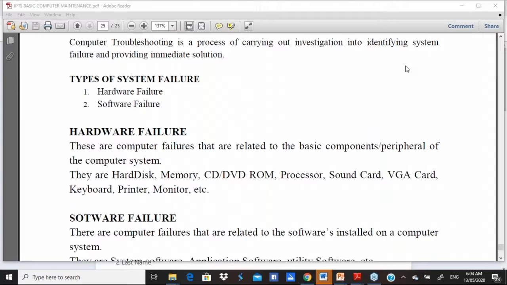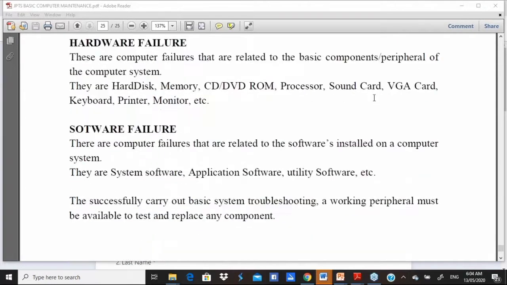that is when we have a hardware related failure. When the hard disk is supposed to respond, is supposed to load the software, or when the memory does not allow the system to boot, or the VGA card does not allow you to be able to see the screen. So those are the various hardware components.